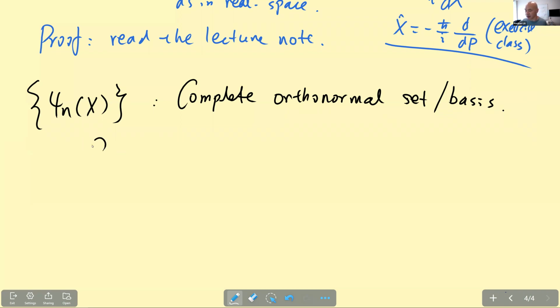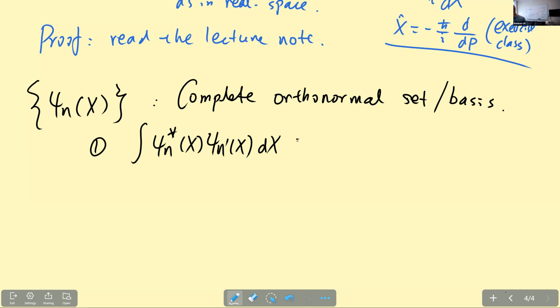So first of all, this actually contains two facts. One is that if you do the integration of two eigenstates, this will give us a delta function. Okay, so that means if they are the same, it's normalized. If they are different, it's just orthogonal. Okay, so this means orthonormal.